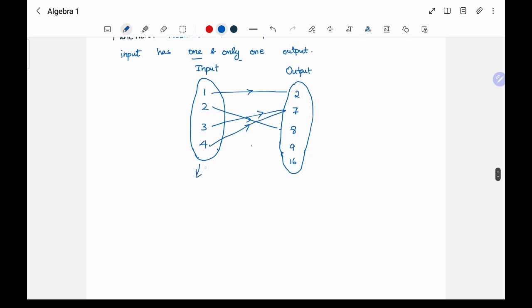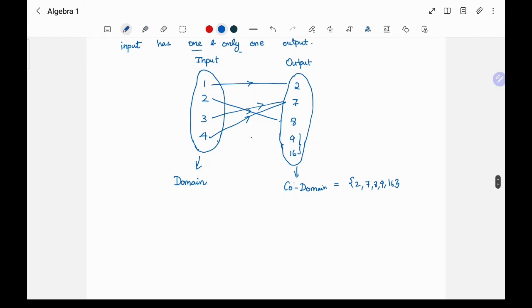So this set of inputs is called the domain. And this set of all outputs, including whichever is not mapped, is called the codomain. So the codomain includes 2, 7, 8, 9 and 16. Okay, and we define something called range. Range is nothing but only the outputs which are mapped. So just 2, 7 and 8.